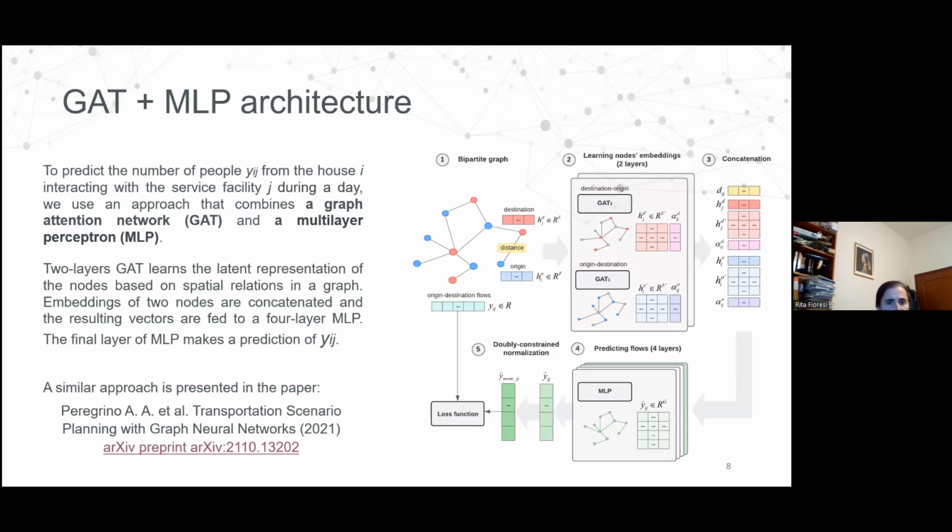The hidden layers of the MLP recombine the node embeddings in a nonlinear way, and the final layer makes a prediction. Actually, I found a similar approach in the paper that I attached to the slide, but they used gradient boosting instead of MLP. And it would be actually interesting to compare our two approaches a bit later.